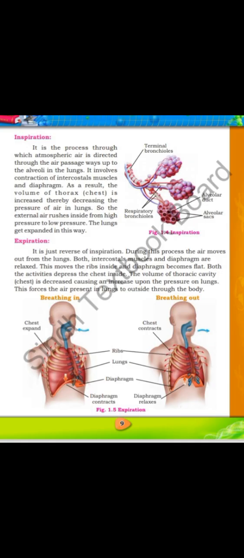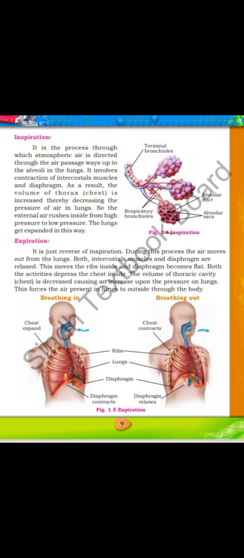Now, dear students, come to the process of expiration. Dear students, expiration is just the reverse of inspiration. During this process, the air moves out from the lungs and both intercostal muscles and diaphragm are relaxed. This moves the ribs inside and the diaphragm becomes flat. Both the activities depress the chest inside.